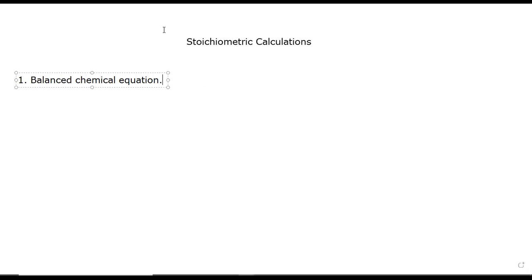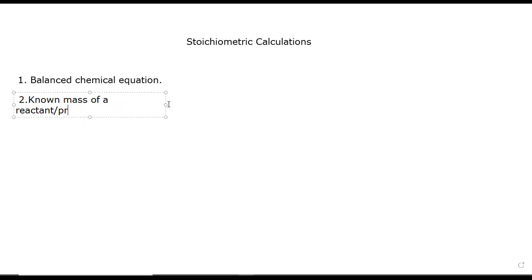From the equation that we have balanced, the second thing that is most important as we endeavor to make our calculations in stoichiometry is to use the balanced equation to take the known mass. This will all make sense as we go along, so just stay with me. The known mass of a reactant or product.